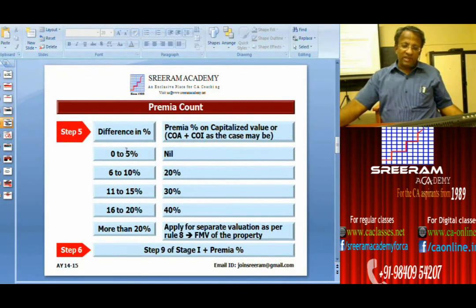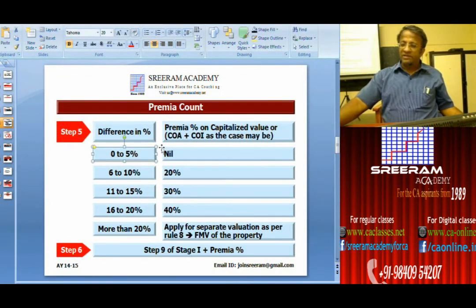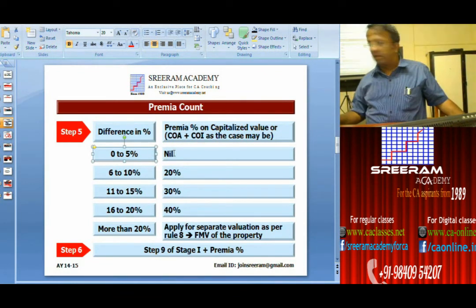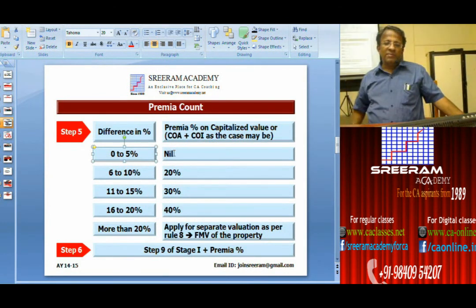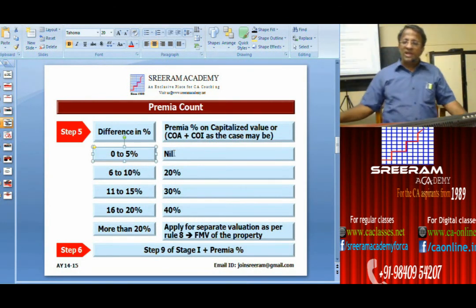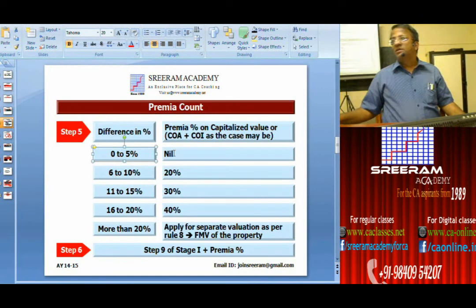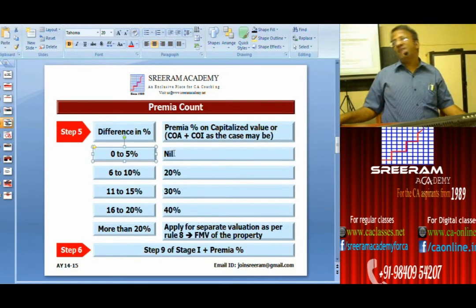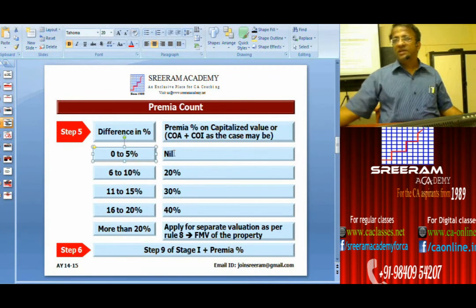Then next, if the difference is in the range of 0 to 5%, then you don't take up any percentage as premium. What is the title that they are given? Premium percentage on capitalized value or cost of acquisition plus cost of improvement, as the case may be. Somewhere we would have studied this. Very nice. In capital gains.